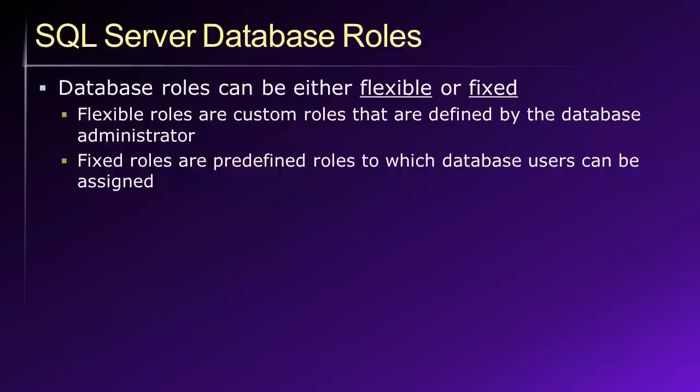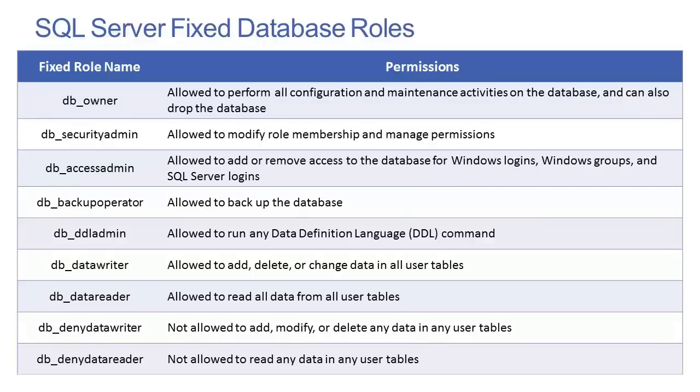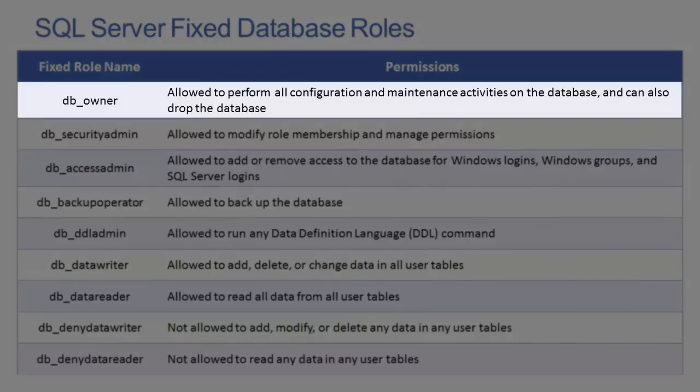In SQL Server, database roles can either be fixed or they can be flexible. Flexible roles are custom roles that are established and defined by the database administrator to support the specific needs of his or her organization. By contrast, fixed roles are predefined roles to which database users can be assigned. Here we see a list of the fixed roles that come with SQL Server. A user who is assigned to the DB owner role, for example, is allowed to essentially do anything they want with a given database, including dropping the database.